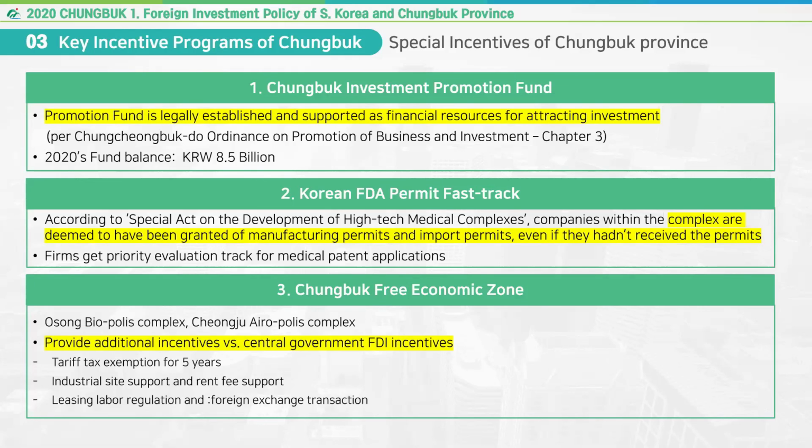The third is Chungbuk Free Economic Zone such as Osong Biopolis and Cheongju Aeropolis. For the firms in the designated zone, broader incentives are provided. This concludes my part of the presentation.